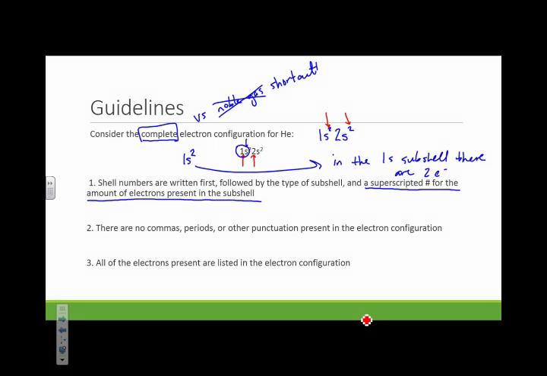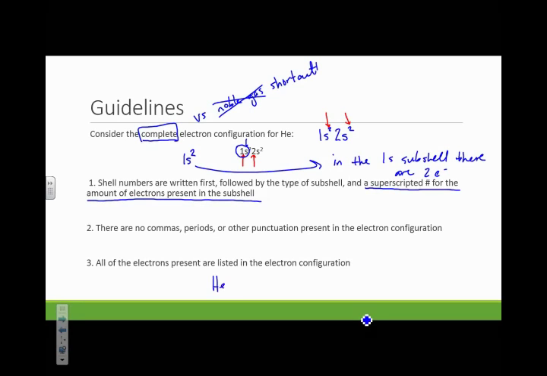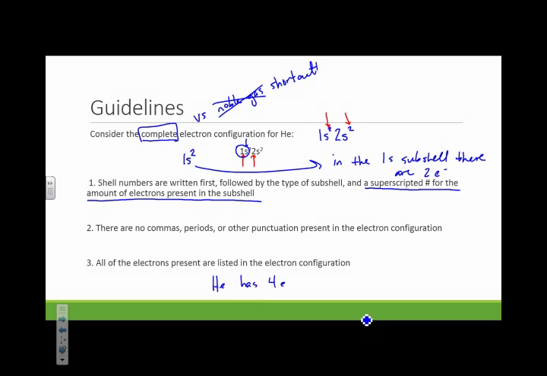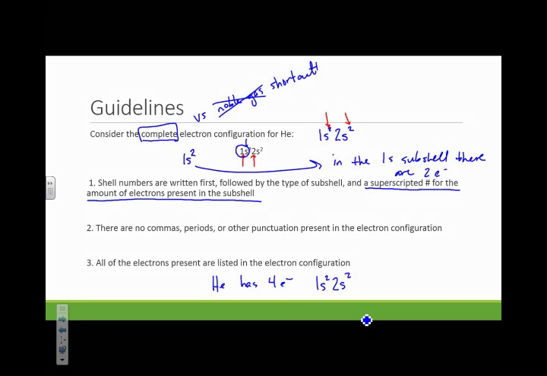Also, all of the electrons present in the atom are listed in the electron configuration. So helium, if we look at the periodic table, we can see has 4 electrons. So in its electron configuration, 1s2, 2s2, we should find those 4 electrons. And indeed we do. There's 2 here, and there's 2 here, for a grand total of 4 electrons. The electron configuration tells us that 2 of those electrons are in the 1s subshell, and 2 of those electrons are in the 2s subshell.